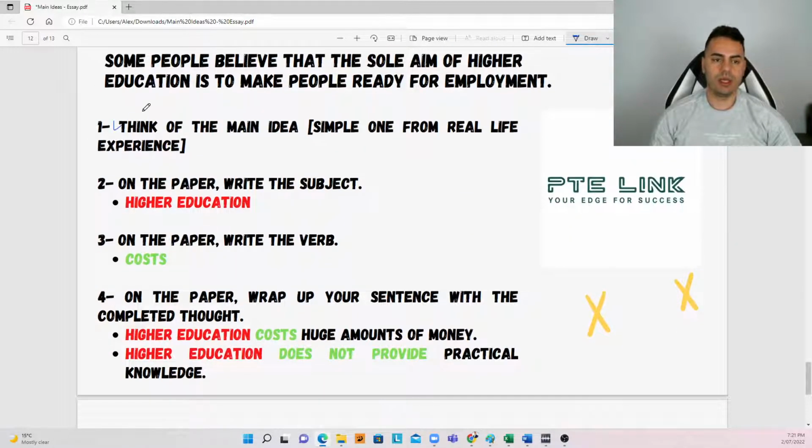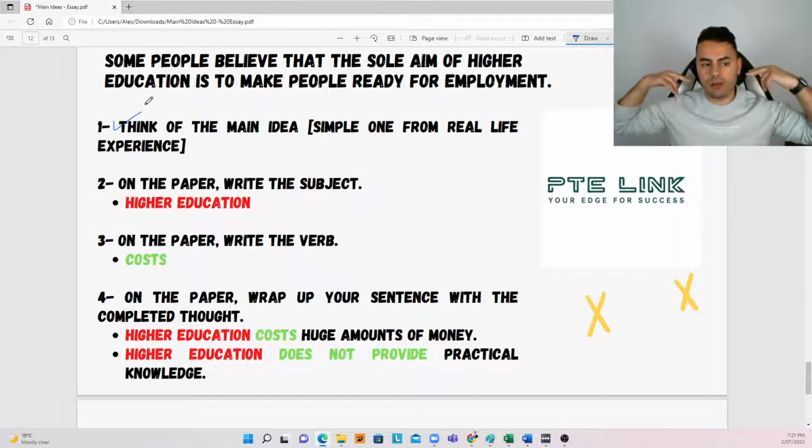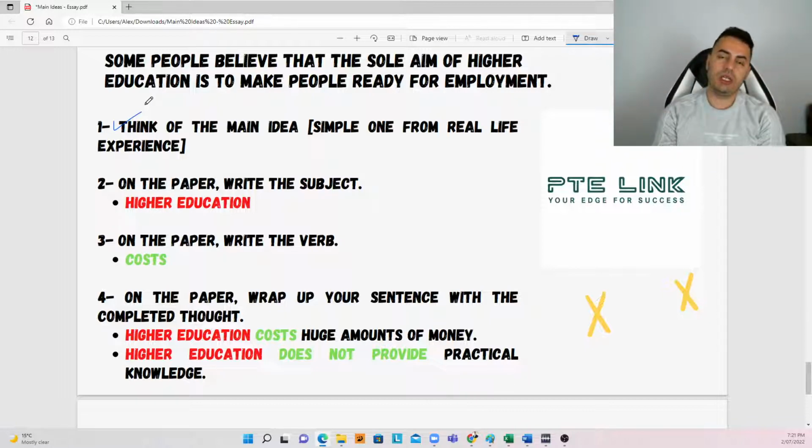Again, first step, think about the main idea in your back mind from a real life perspective. I would say, oh, okay, it would be expensive, it doesn't offer practical skills, whatever, yeah? So once you have those ideas in your back mind, and this will be in the planning stage while you are doing the essay in the first 2 to 3 minutes, you can start writing them on the paper.